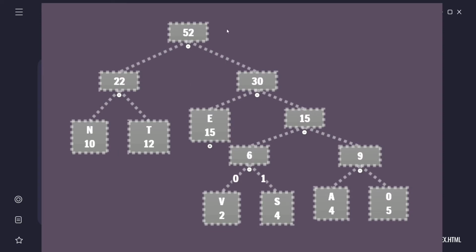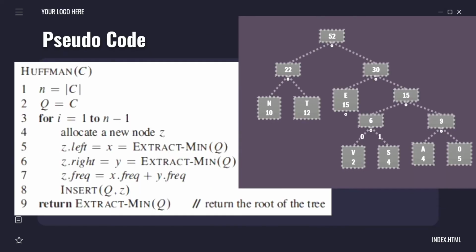So this is the Huffman tree of that previous table. Let's see how it was made. So here is the pseudo code for the Huffman algorithm. Initially the characters and their frequency values have been input over here in this C set, and then they are stored in this queue.